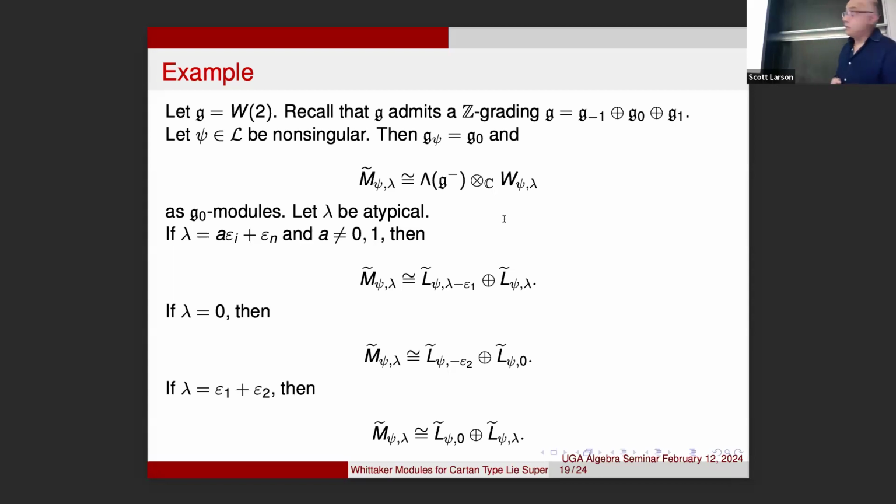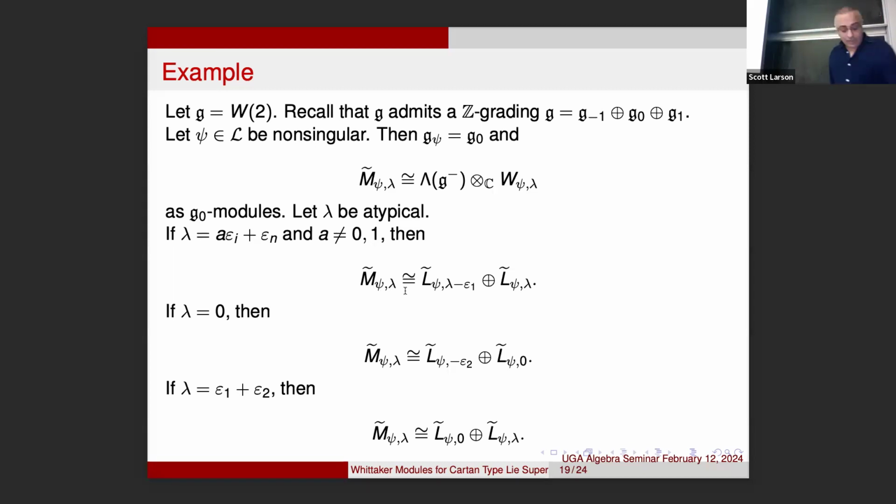And psi non-singular, so I looked at the typical and atypical cases. If you look at W2, we have three types of atypical weights, and this is how the induced module decomposes. So it's not simple, basically. It's a direct sum of two simple modules in all three cases.